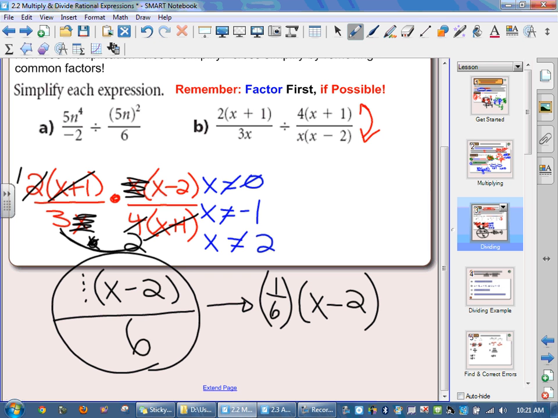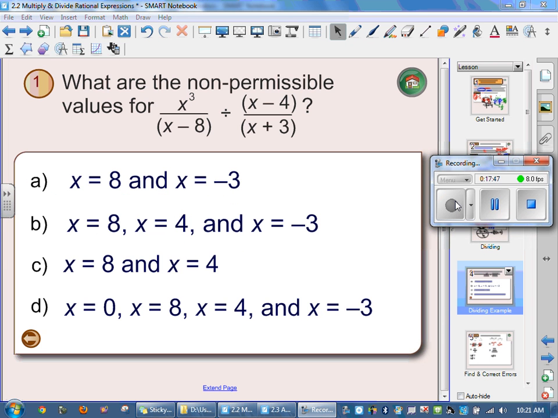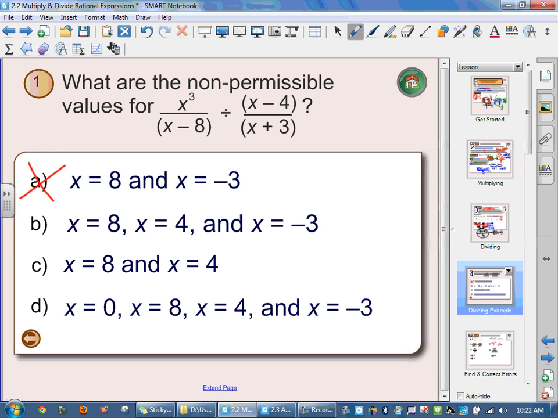Give this guy a try. What are your non-permissible values for this one? You guys give it a try on your own, then we'll see what you come up with. Okay. Is the answer A? No, what's wrong with A? What's it missing? The +4. Good, so it's not A. Does B have everything? Yeah, B has everything. How come D is wrong? It includes the 0. I don't need to include this guy as part of my non-permissibles. Okay, remember, that's the only one in division that you don't use for non-permissible.